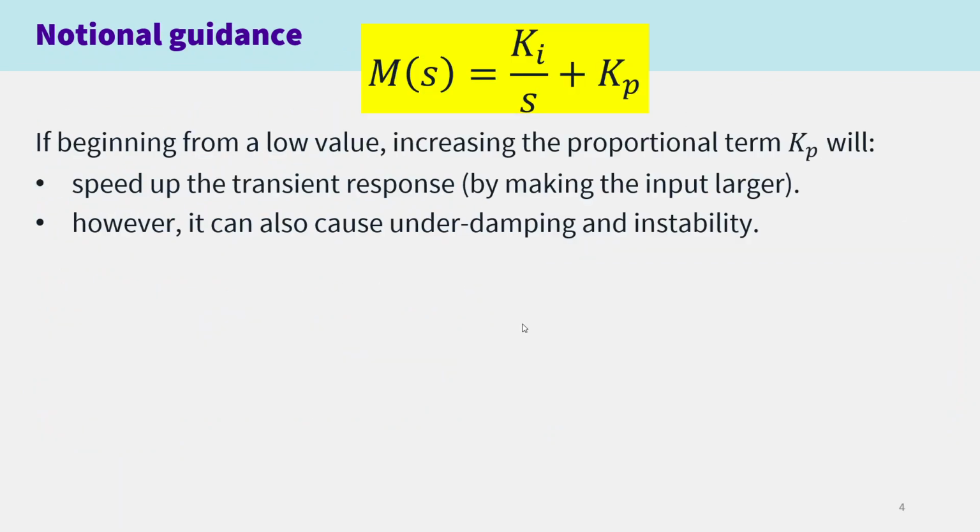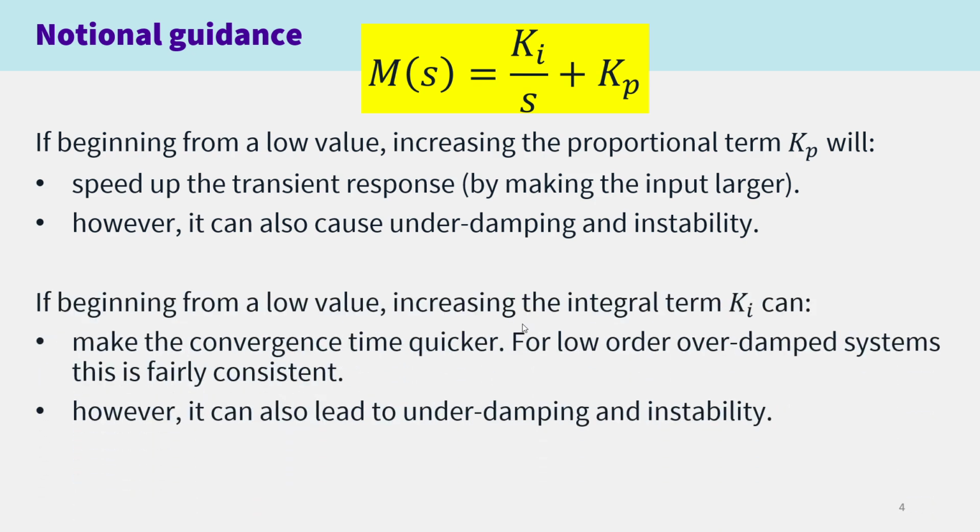Some notional tuning guidance then. If you're beginning from a low value, increasing the proportional term will tend to speed up the transient response because it makes the initial input larger. However, it can also cause underdamping and instability if you make it too large.